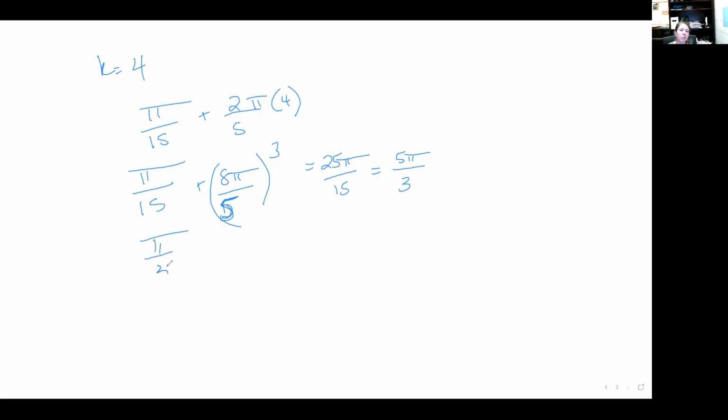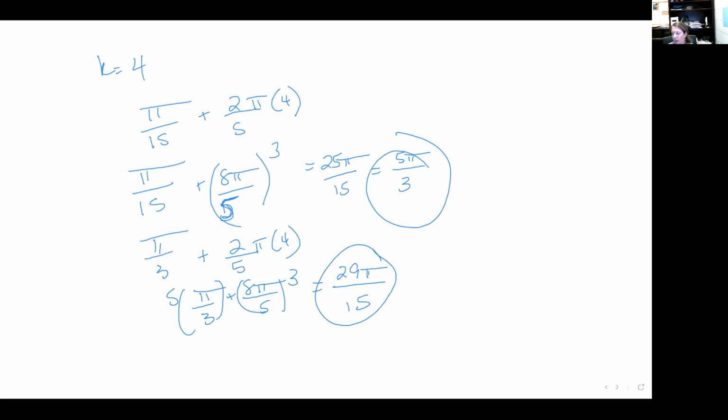And then we have pi over 3 plus 2 over 5 pi times 4. It's going to be 8 pi over 5 plus pi over 3. Multiply this by 5, multiply this by 3. It's 24 plus 5. That's 29 pi over 15.